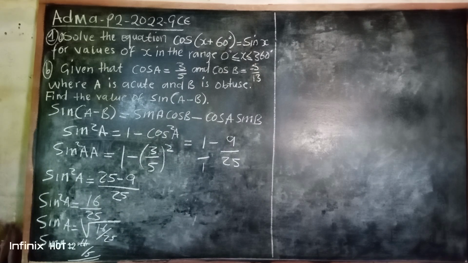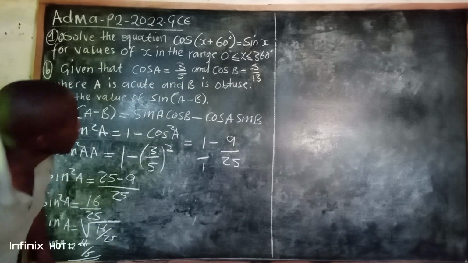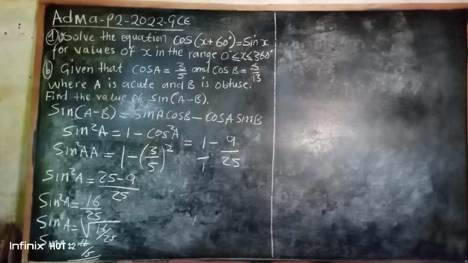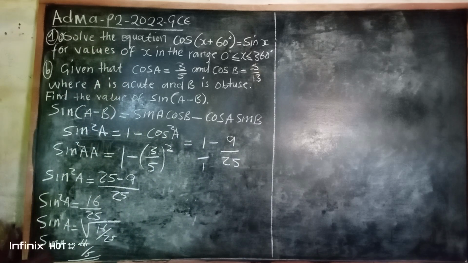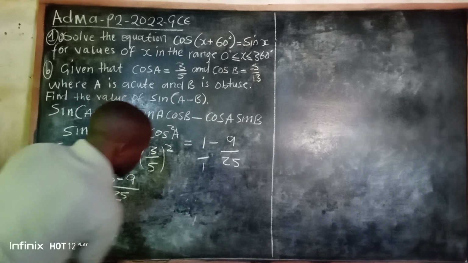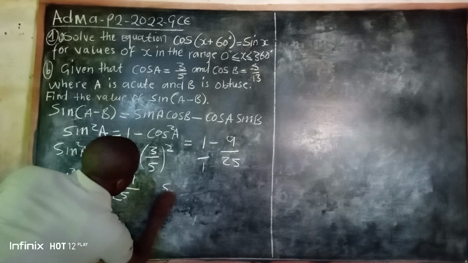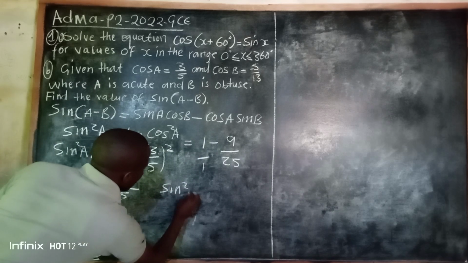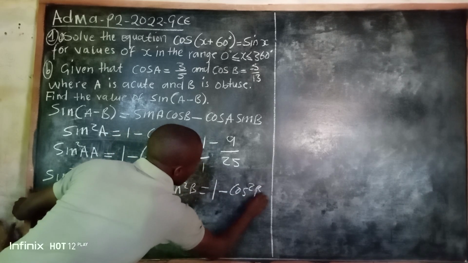So this time around, we have cos A, cos B, and sine A. So what have we remained with? Actually, we have just remained with sine B. Okay, so we are going to use the same identity, called the Pythagorean identity. So to find sine B, I'm looking for sine B this time around. So sine B squared is equal to 1 minus cos B squared.